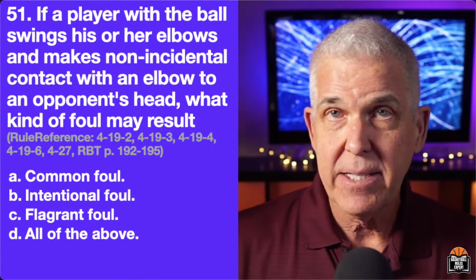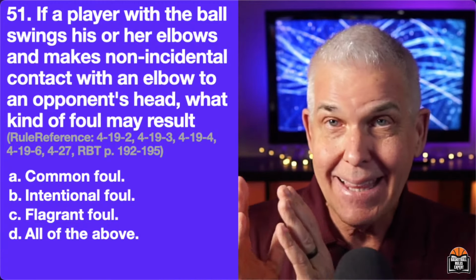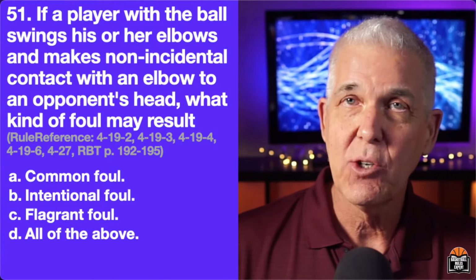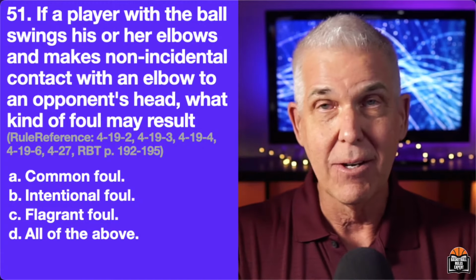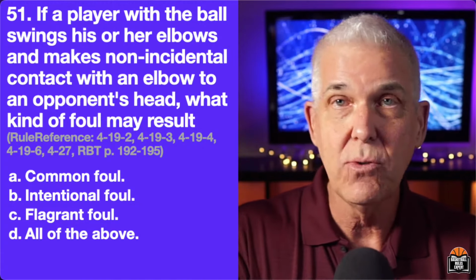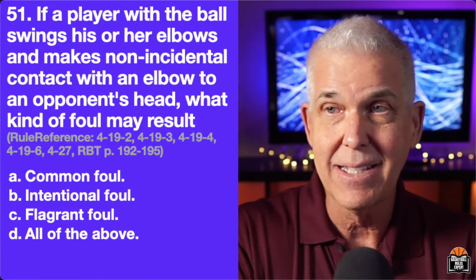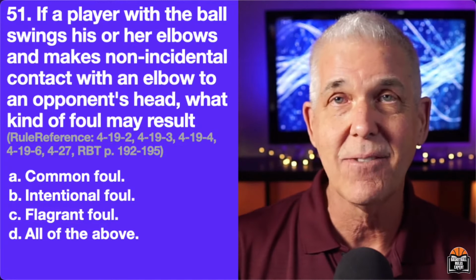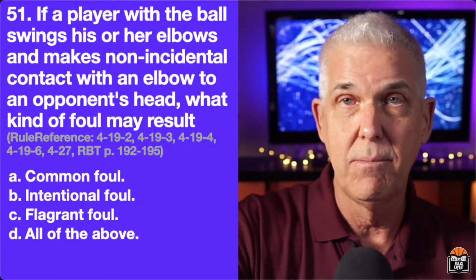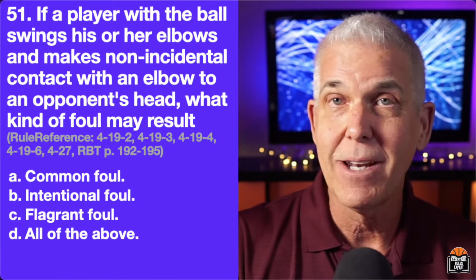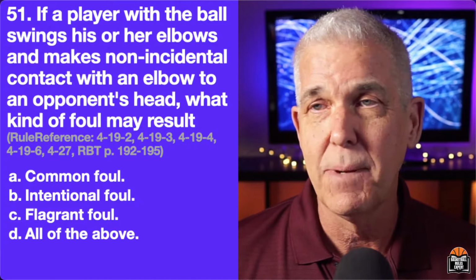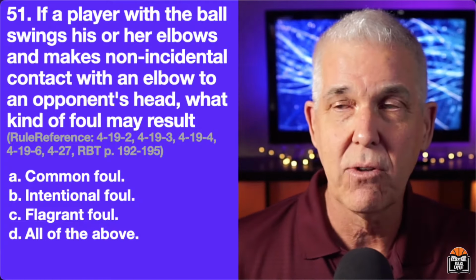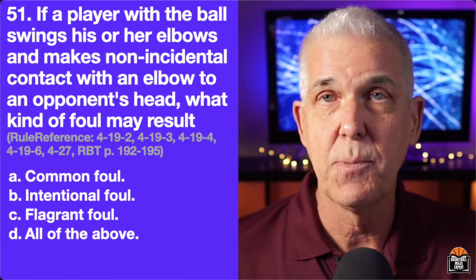The play will be judged on its merits. Non-incidental contact would mean that this is illegal contact by rule, which means it rises to the level of a foul. We could have a situation when any of these three scenarios plays out. There is no mandate to elevate due to the fact that there was head contact with an elbow. That being said, it's very easy to see how excessive contact could be ruled with an elbow to an opponent's head, and certainly flagrant if there was any intent behind the action as well. But our correct answer here is D, all of the above. It could rise to any level, common, intentional, flagrant, or all of the above. We're going to make a judgment about that.